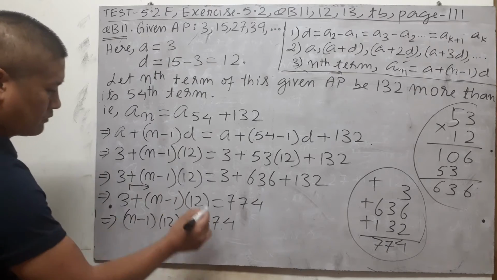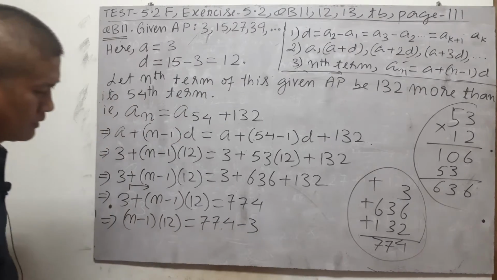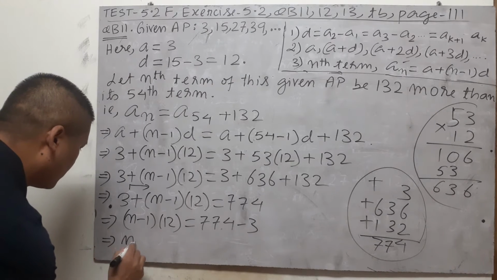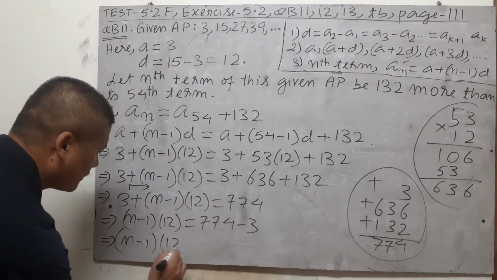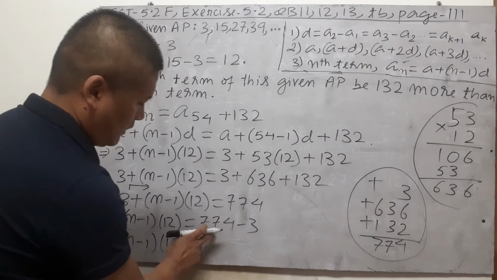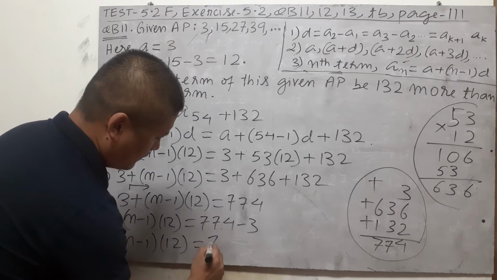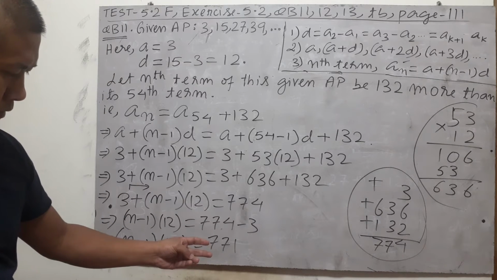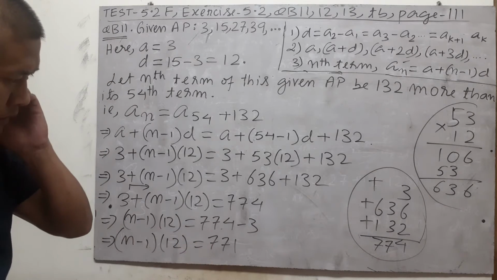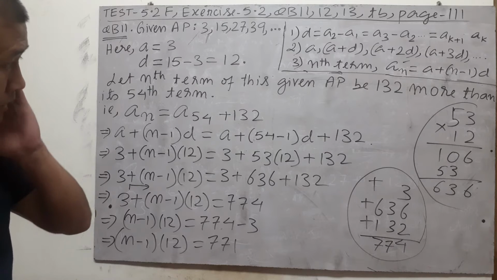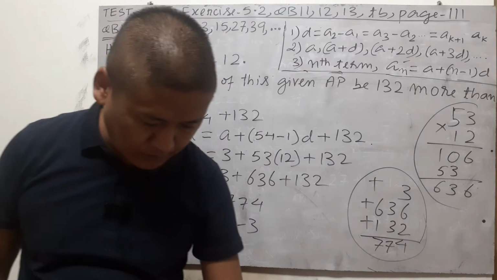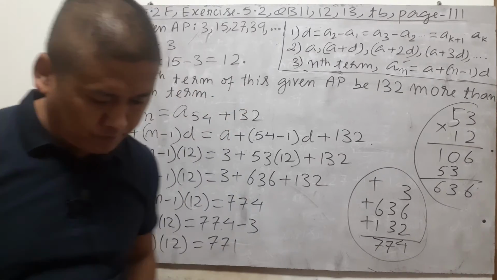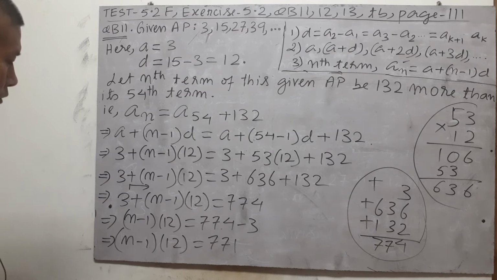Shift this plus 3 to the right side as minus 3. So we're going to get n minus 1 into 12 is equal to 774 minus 3 is 771. Something has gone wrong. Where has it gone wrong? 54th term, I think. Which term? 54th term.